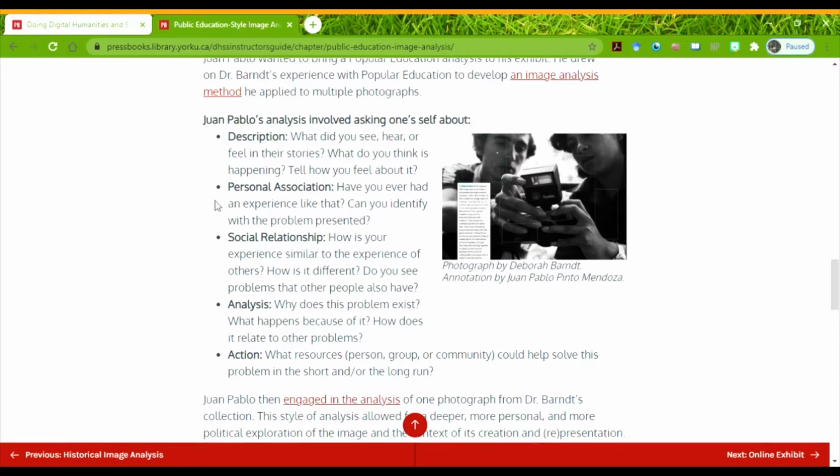So what do you see? What is the description? What is your association with it? What is your relationship to what is happening here? What are the complexities that we can see, what we can't see, and why does this happen? And then what can solve this problem, or what can help us understand this phenomenon in the short and long run?